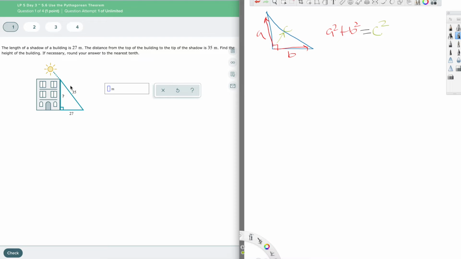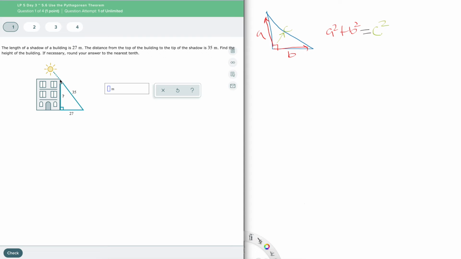So the length of the shadow of a building is 27 meters. So here's the shadow, 27 meters. The distance from the top of the building to the tip of the shadow is 35 meters. Find the height of the building. So they have that question mark there. That's what they want us to find. And then round your answer to the nearest tenth if necessary. So we might round, we might not round.